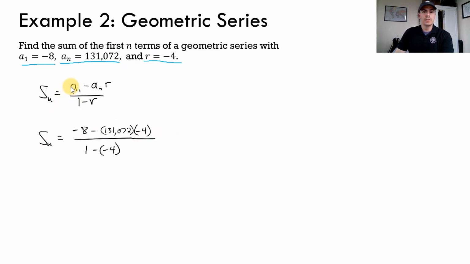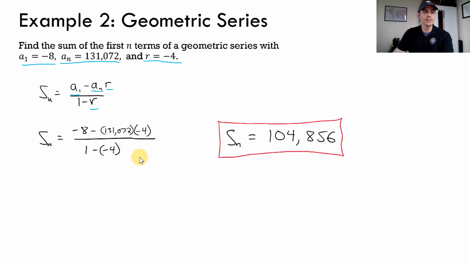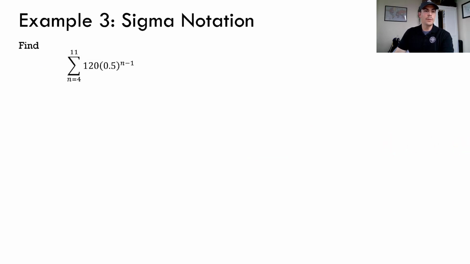Now I have values for, again, a sub 1, a sub n, and r, which is what we have here, here, and here. We have two r's in there, but really there are no more unknowns, right? So I can just plug this directly into a calculator, and I get 104,856 for my sum. We can also see these in sigma notation. It's always good to get some practice with sigma notation.